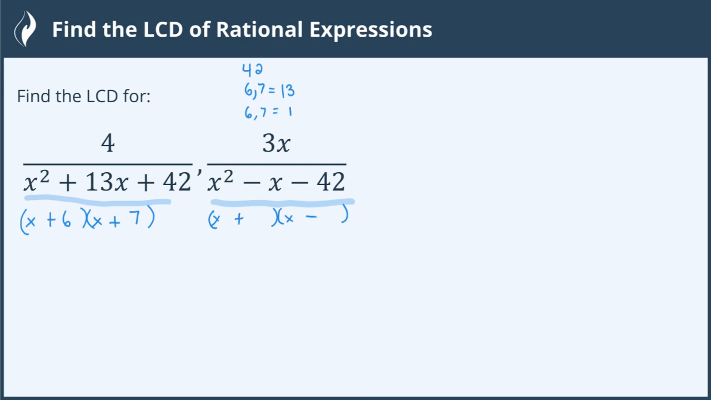Now, so I have 7 and 6. I look at my middle term, it's a negative number. So that tells me the 7, the one with the greater value, needs to be with the negative number. And then the 6 goes in the other one.